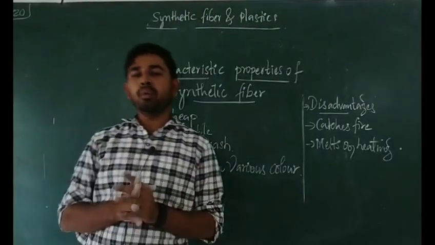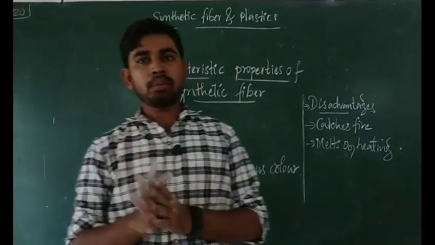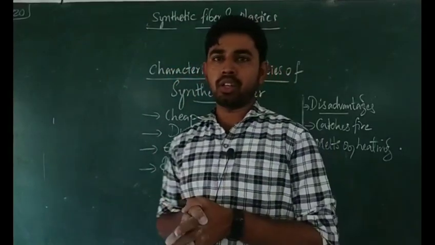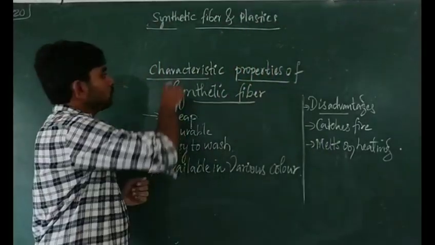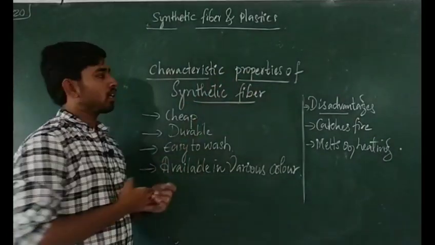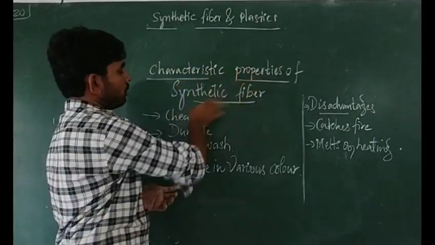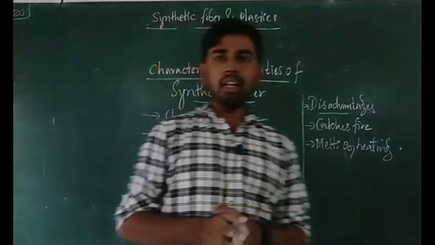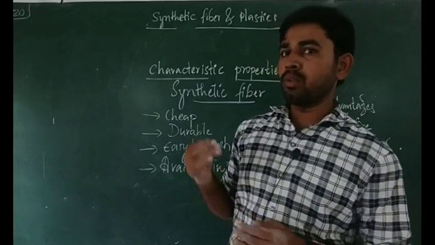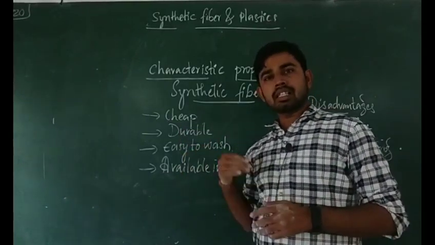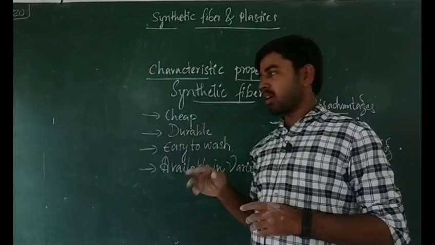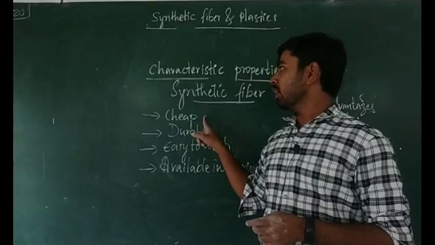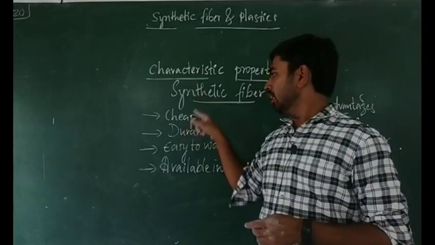Now we have discussed the 4 types of synthetic fiber: nylon, rayon, acrylic, polyester. Now we are going to discuss the characteristic properties of synthetic fiber. First one is they are very cheap. Compared to natural fibers like wool, which is obtained from animals, or silk, these are quite less expensive. That is the first advantage of synthetic fiber.